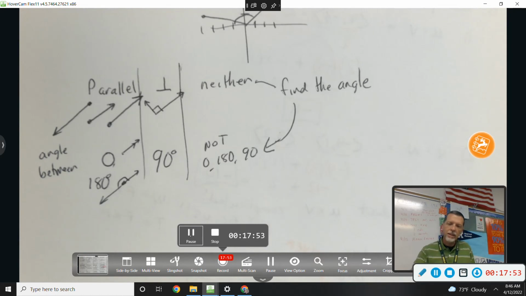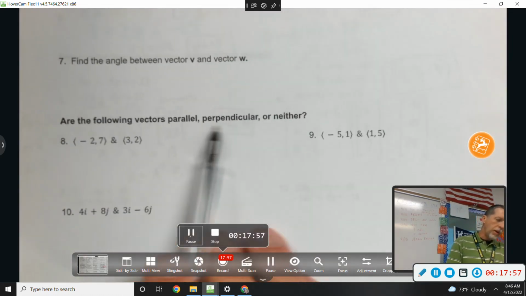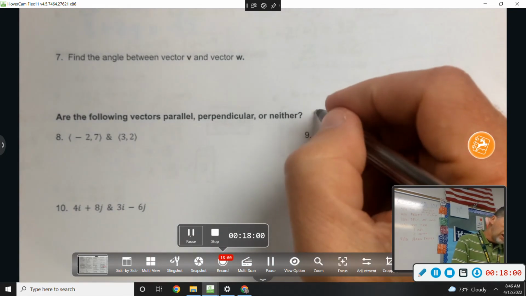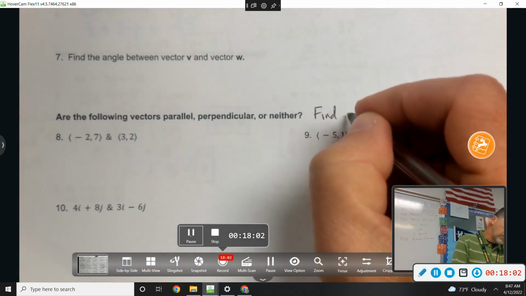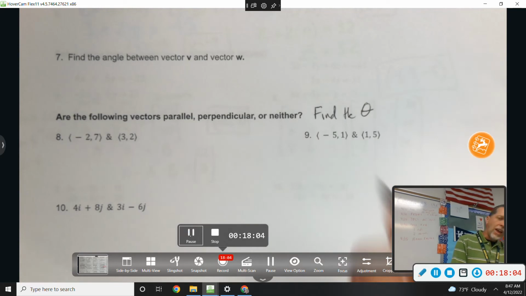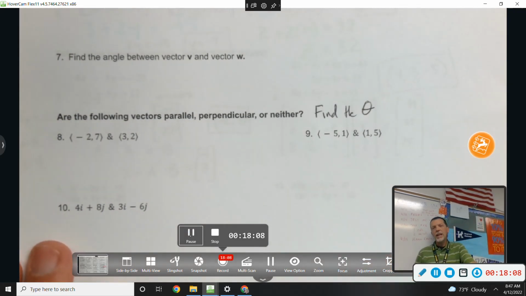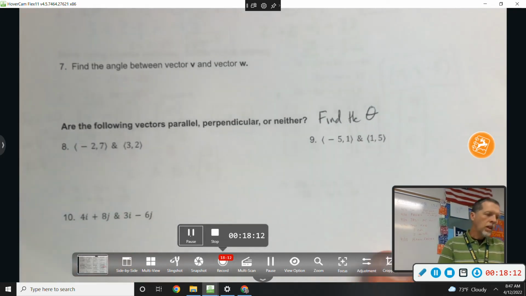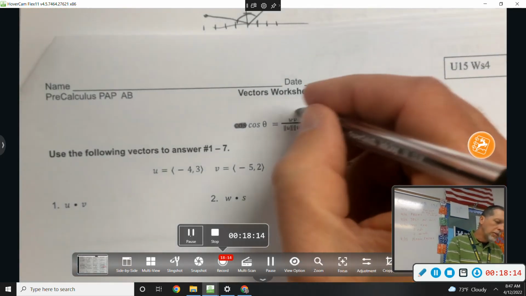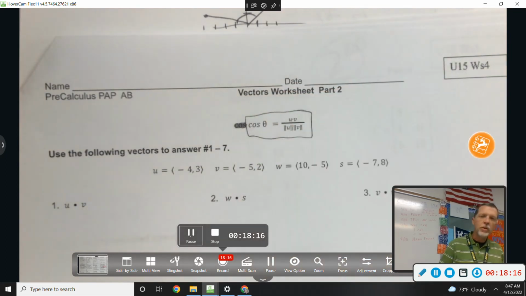So 8, 9, and 10 on worksheet 4, the question is, are they parallel, perpendicular, or neither? That's really just code words for find the angle between them and then figure out if it's 0, 90, or 180, or none of the above. Formula is given at the top. It's also given on the quiz on Thursday.